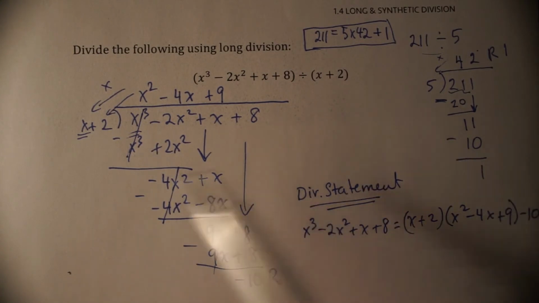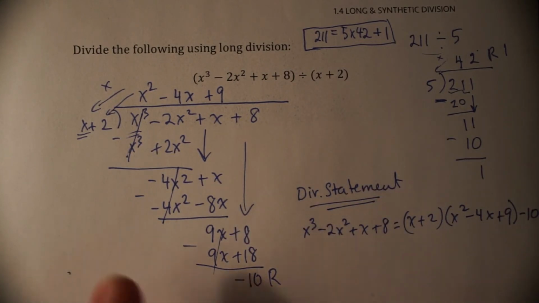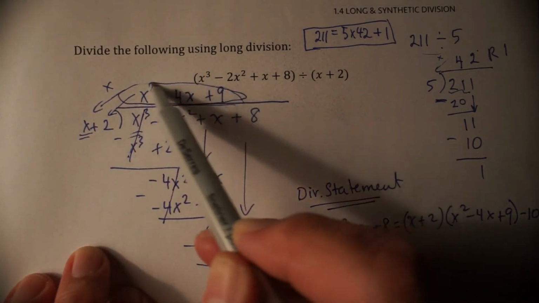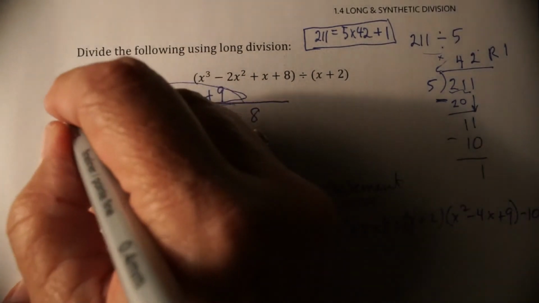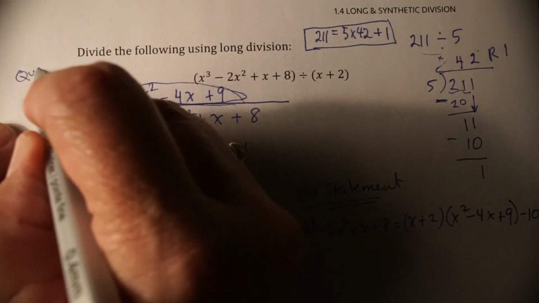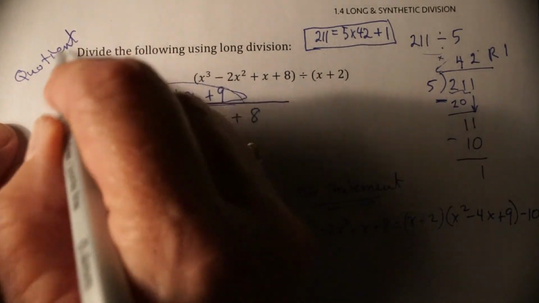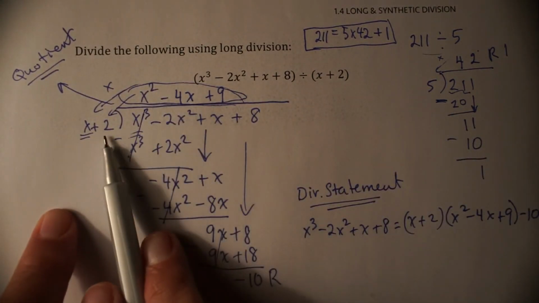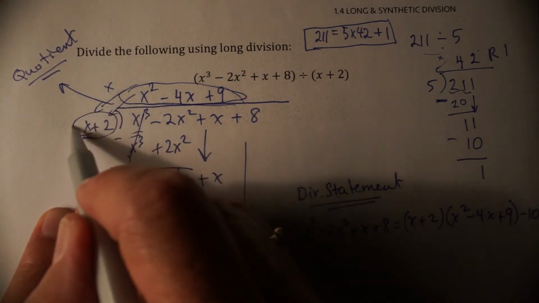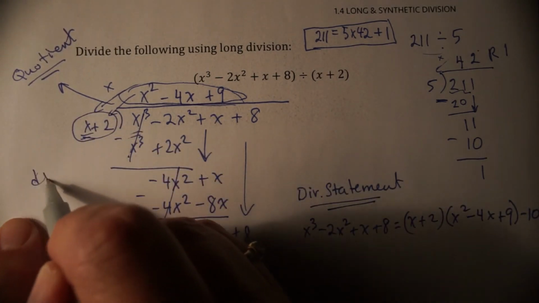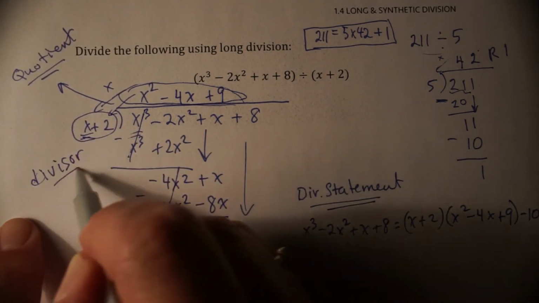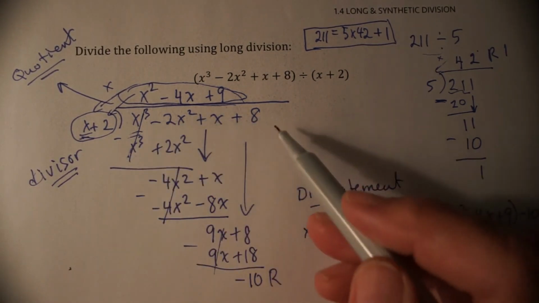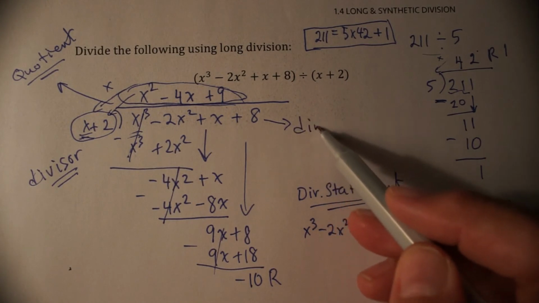Now, every part of the division has a name. The answer we get when we divide is called the quotient. You've probably heard that word before. The thing we divide by is called the divisor. And the thing that we are dividing, this big one that's underneath here, we call the dividend.